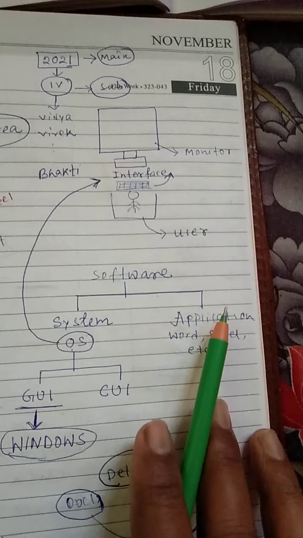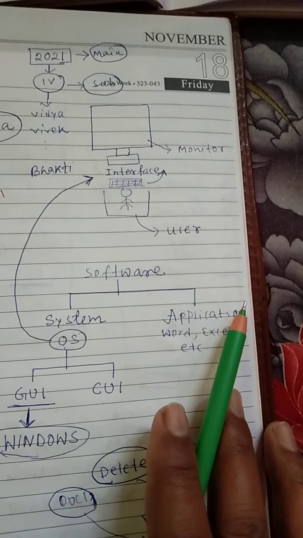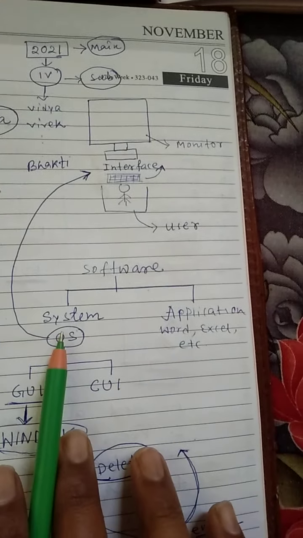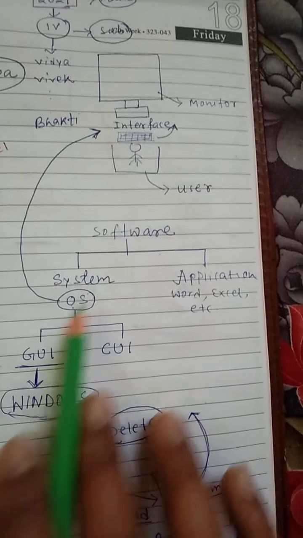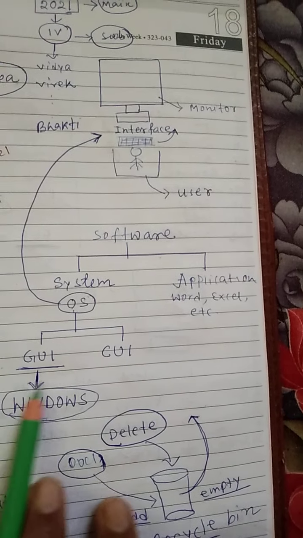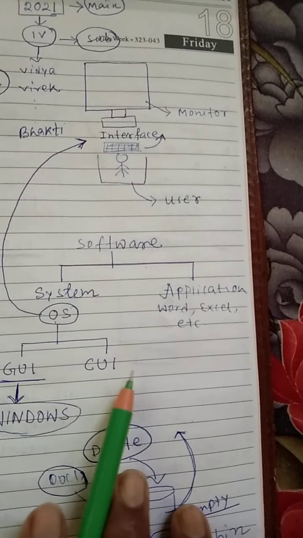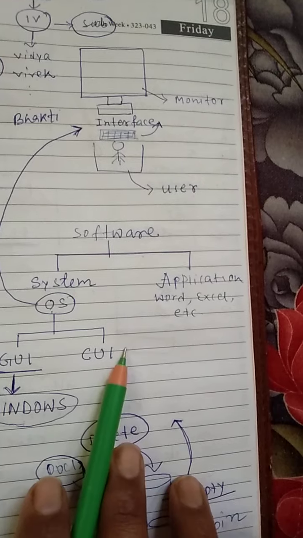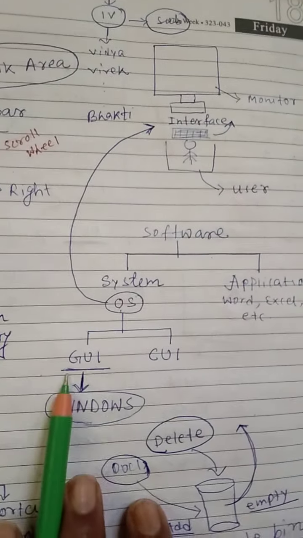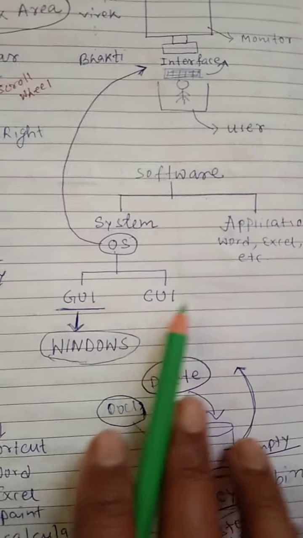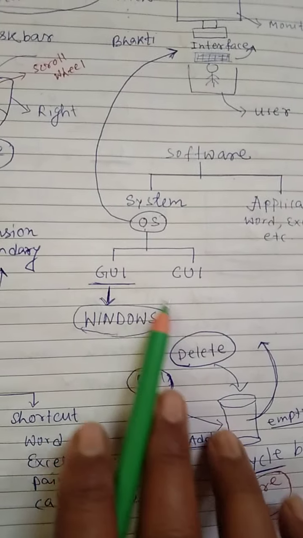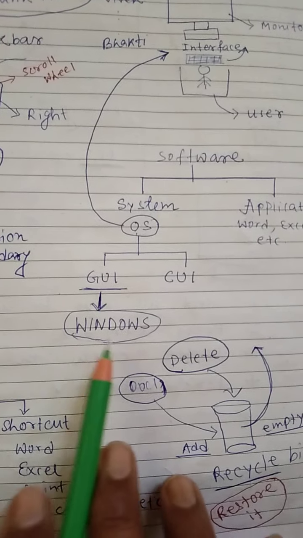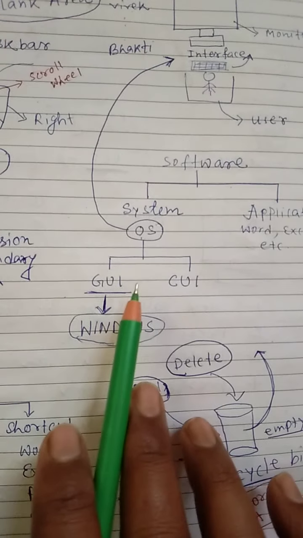Now I give you the example of how many types of software there are. Software is of two types. One is system software, another is application software. System software is also divided into two parts: the GUI based operating system and the CUI based operating system. GUI means graphical user interface and CUI means character user interface. Windows is an example of a graphical user interface.